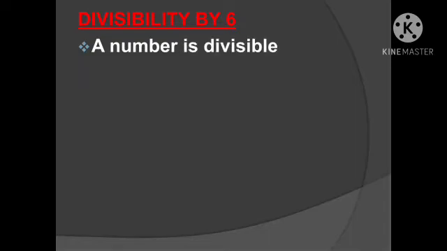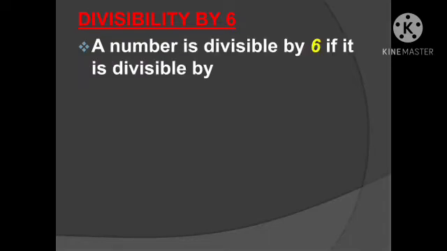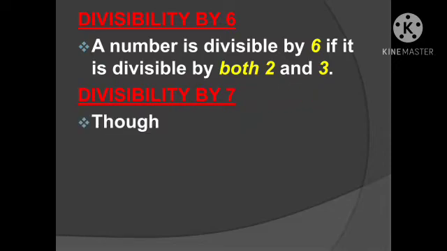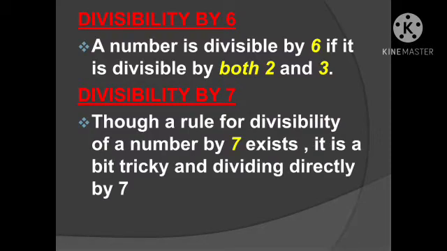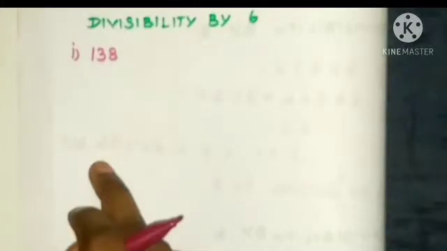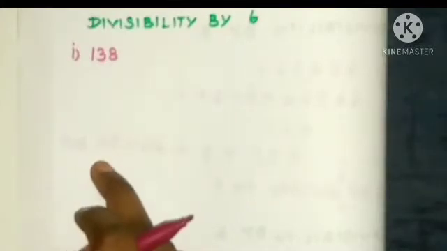Next one is divisibility by 6. A number is divisible by 6 if it is divisible by both 2 and 3. Divisibility by 7. Though a rule for divisibility of a number by 7 exists, it is a bit tricky and dividing directly by 7 will be easier.